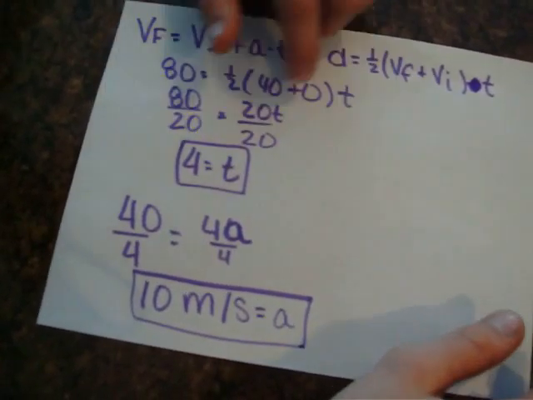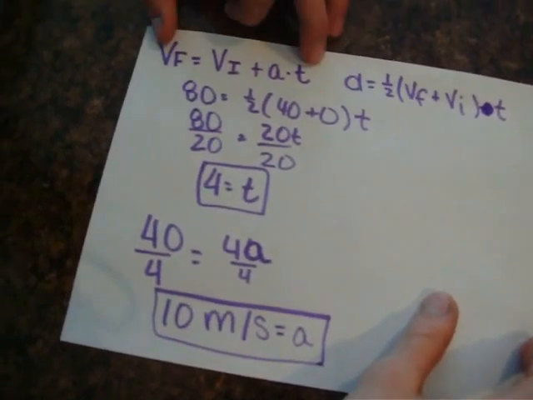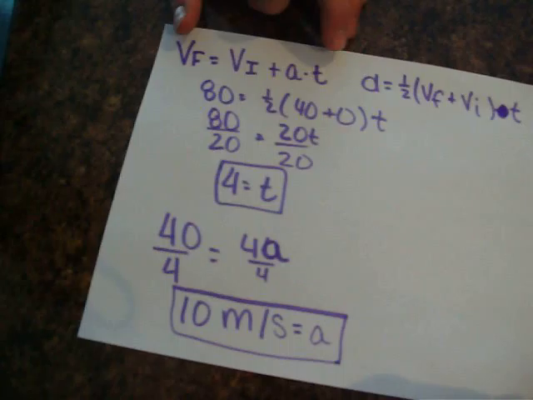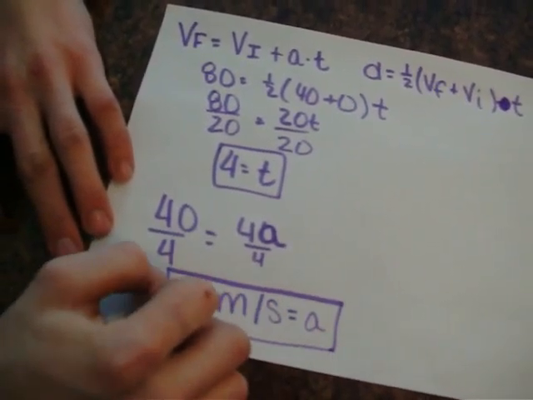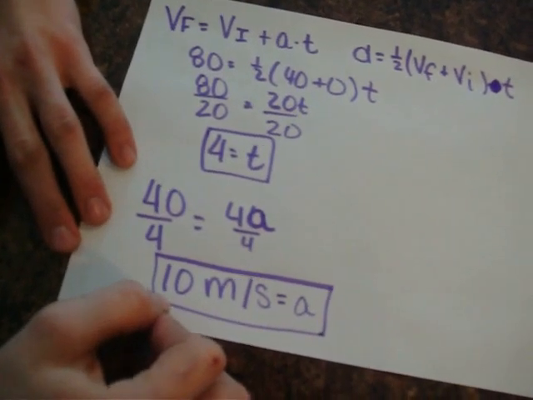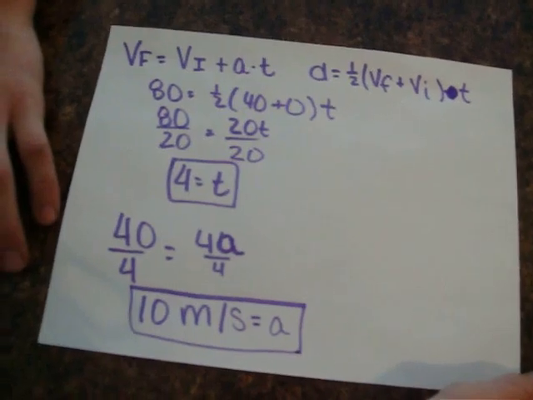seconds. Once you find the 4 seconds, you're going to plug that into VF equals VI plus A times T. You get 40 equals 4A divided by 4, and the acceleration of the golf ball is 10 meters per second. Isn't that STEM magical?